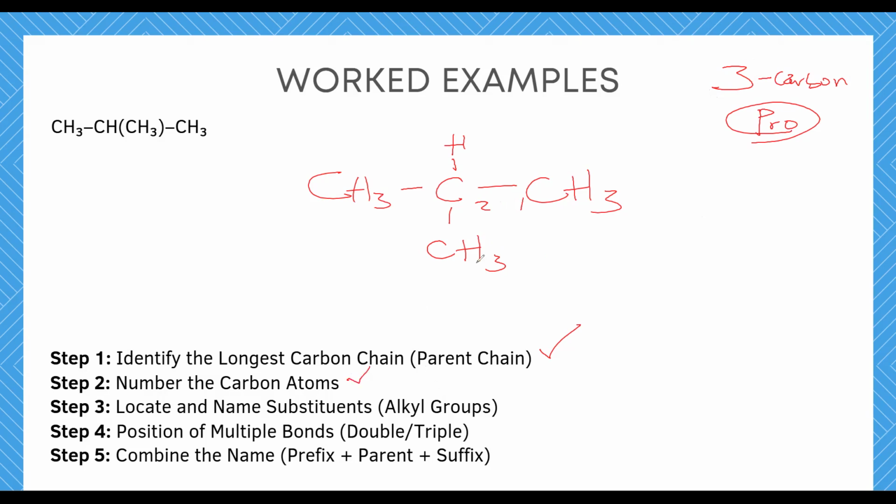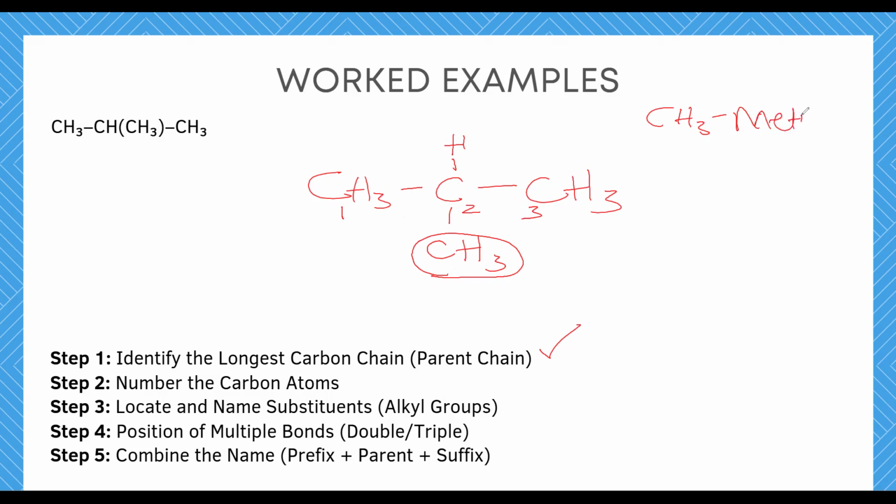The next thing to do is to number the carbon atoms. We number the carbon atoms in such a way that the substituent will receive the lowest number. So we can identify the longest chain by counting from left to right or right to left, whichever way we choose. So we have 1, 2, 3 carbon atoms. Now that we have 3 carbon atoms, we can see that over here there is a substituent, an alkyl substituent, CH3. And this CH3 is actually called methyl, a methyl substituent.